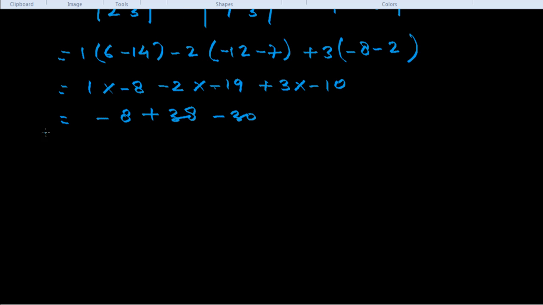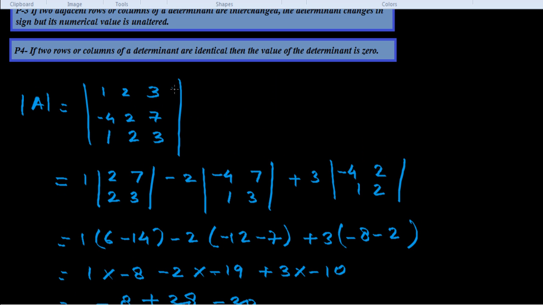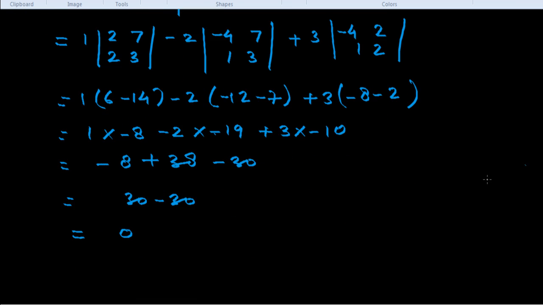So you see here, we get 30 minus 30, which is equal to 0. So this property we have proved: if two rows or columns are identical, the value of the determinant would be 0. If all the elements of a row or column of a determinant are multiplied by a constant k, then the value of the determinant gets multiplied by that constant.